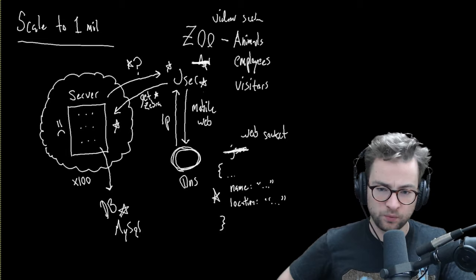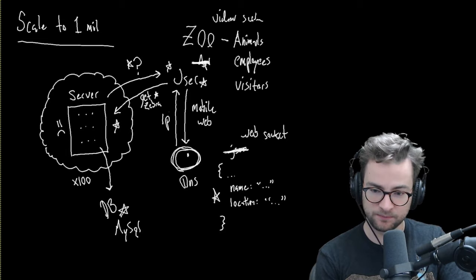So one last time, user makes a request that gets forwarded to DNS. DNS then returns the IP back to the user. The user's web browser makes that request to the server. Server responds back to the user. And again, this won't really scale. So how can we start to scale this thing?